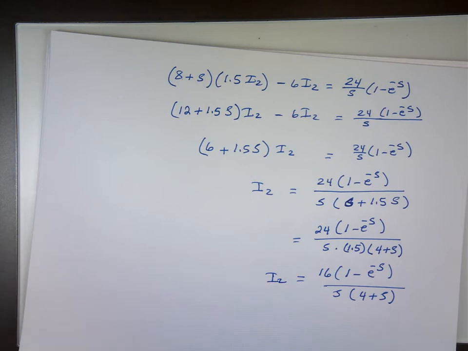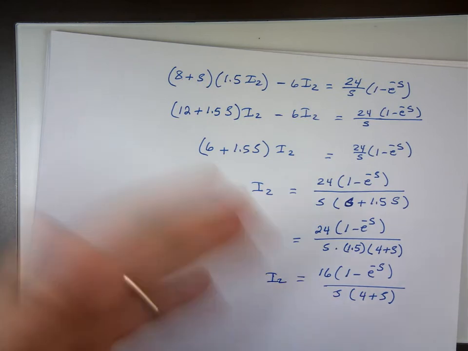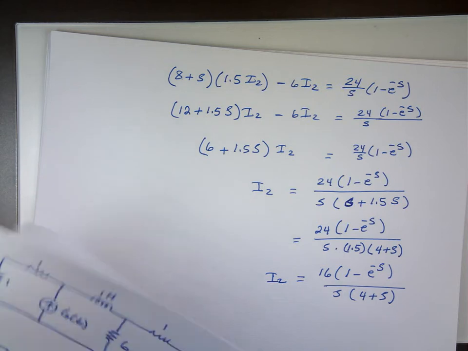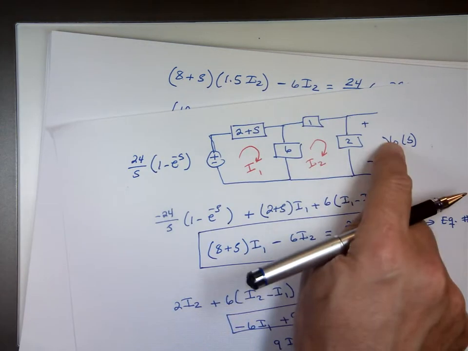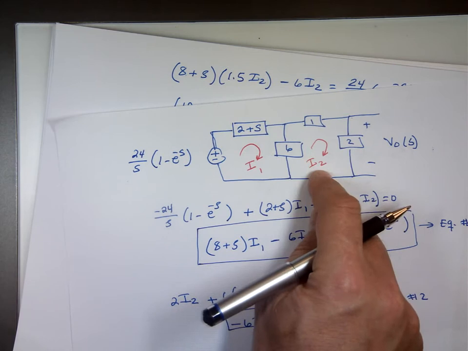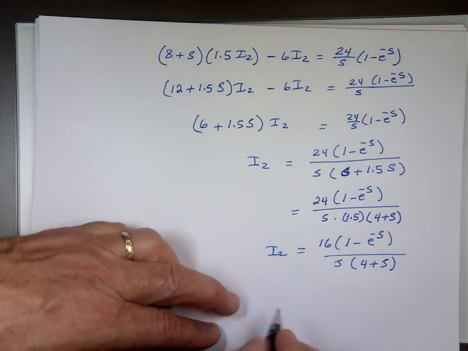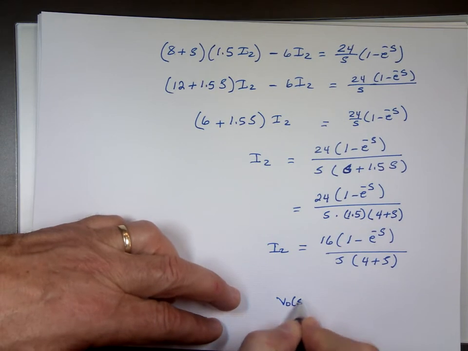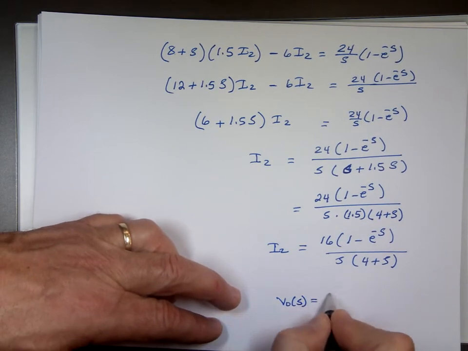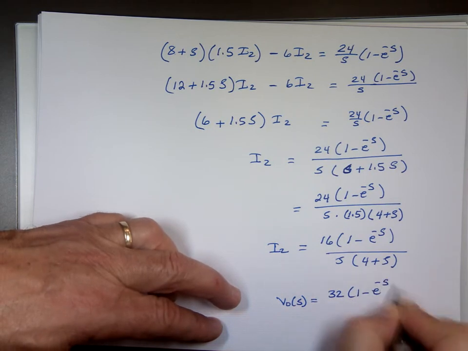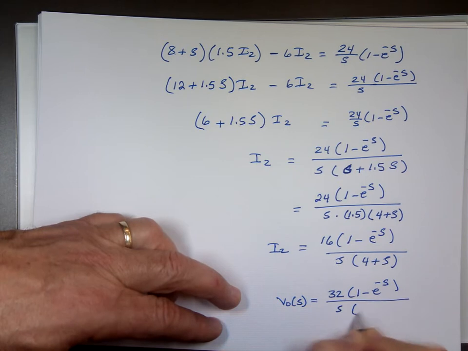Notice the question was, how many questions can you put on the test? I can put a problem like this. We're almost done with it. Didn't take that long. I'm looking for V out. If you know I sub 2, do you know what V out is? 2 times that number. So V out as a function of s is going to be 2 times that, which will be 32, 1 minus e to the minus s, over s times s plus 4, or 4 plus s, doesn't really matter which one you write first.